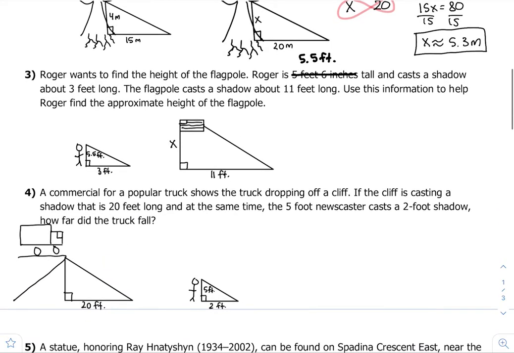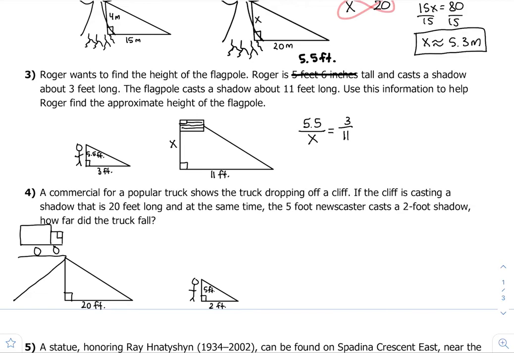Alright, 3. Here's the drawings you guys should have had of Roger and the flagpole. Roger is 5.5 feet and casts a shadow of 3 feet, and we don't know the height of this flagpole, but we certainly know its shadow, which is 11 feet. So let's make a proportion. I'm going to do Roger's height over the height of the flagpole, which is x, equals the shadow of Roger over the shadow of the flagpole.